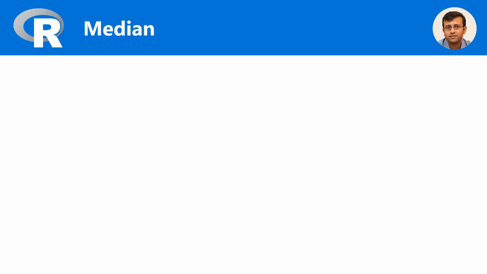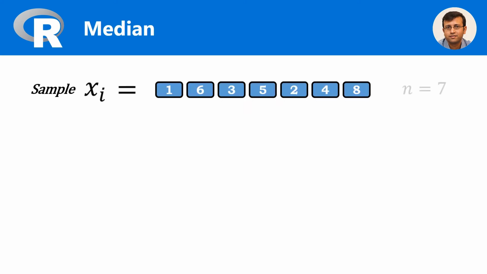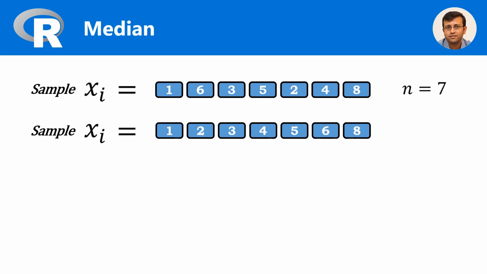Let us consider a simple example of a number of elements. Here we have 7 elements. We need to sort these elements in ascending or descending order. After sorting the elements, we will find the middle value. That is, in this case it is 4. So here the median is 4.